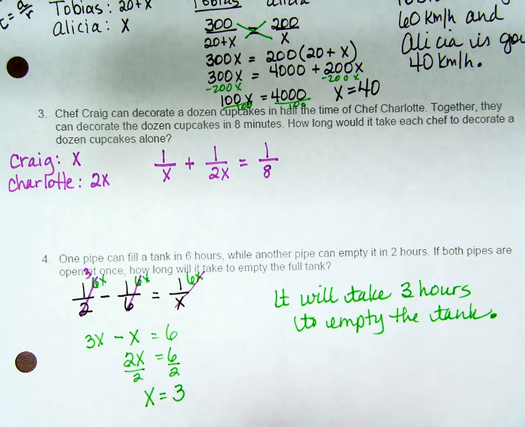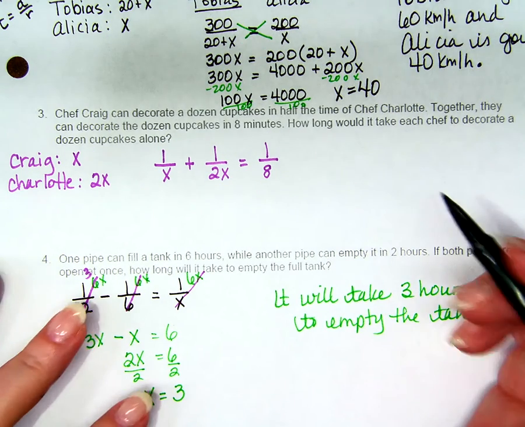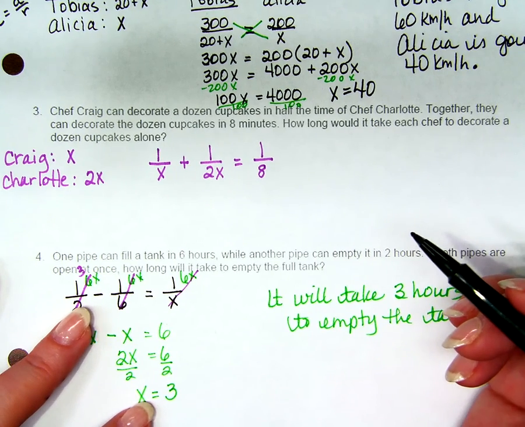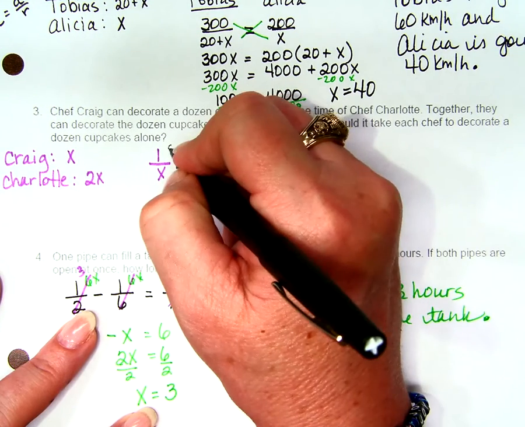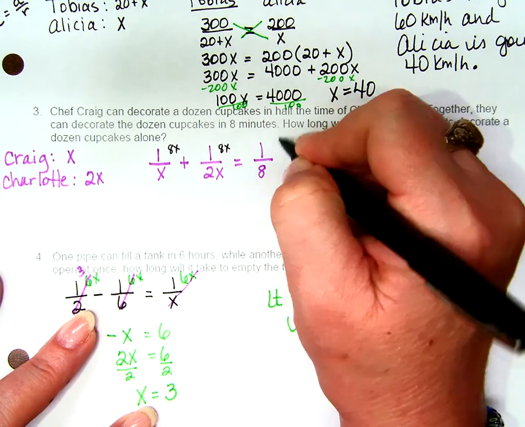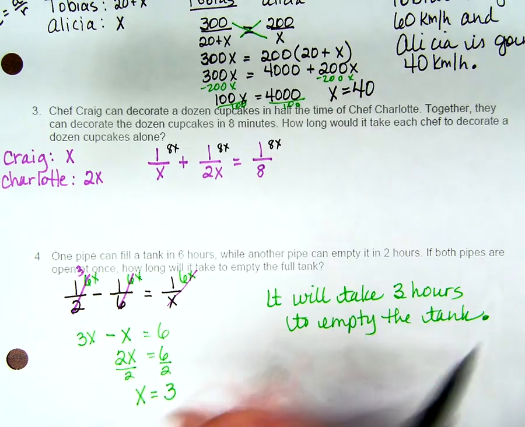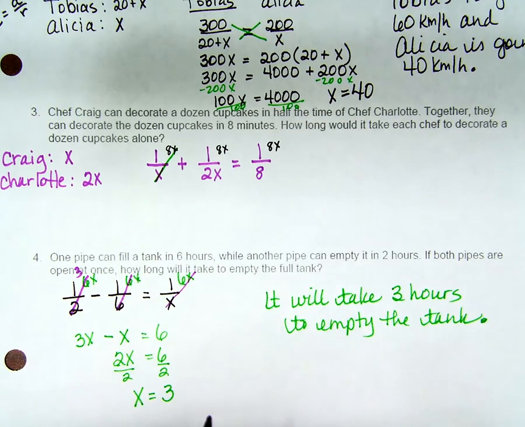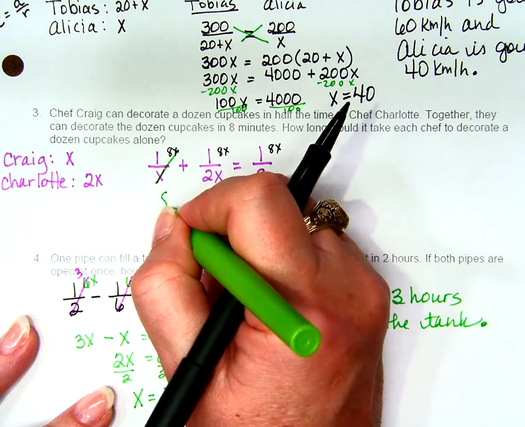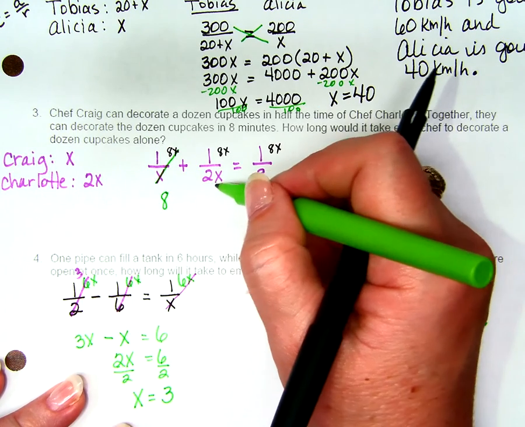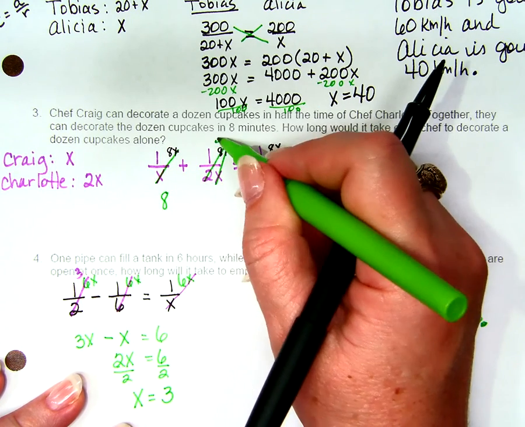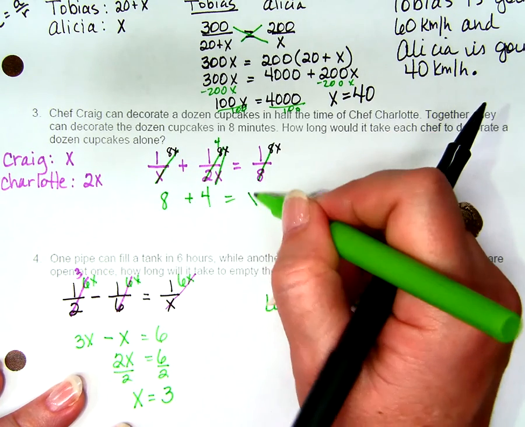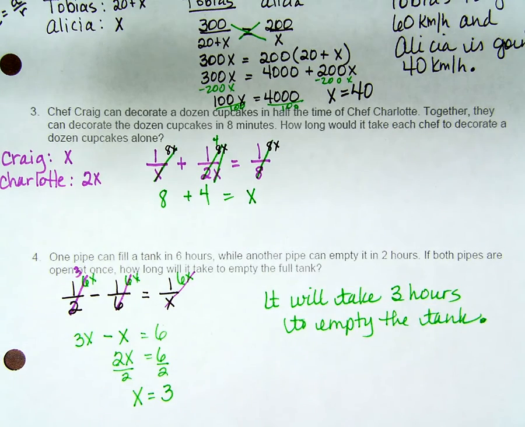What's the common denominator? 8x, right? 8x here, 8x here, 8x here. What happens in the first fraction? We simplify to 8. What happens in the second fraction? X's simplify and numbers simplify to 4. What happens in the last fraction? Oh my gosh, that's the easiest one of all, isn't it? X equals what?